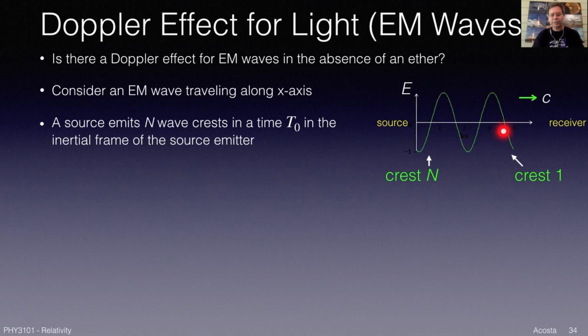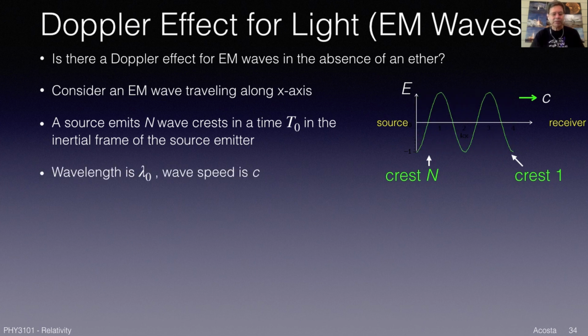So the first wave crest that's received by the receiver, we'll call that crest 1. The last one will be crest n. There it is, and it's coming toward the receiver. Okay, so we'll count n of them in a time t0 in the frame of the source. We will define the wavelength lambda naught, and that's basically just the peak-to-peak distance, or trough-to-trough, between crests or troughs in this wave. And the speed, of course, of the electromagnetic waves is the speed c.